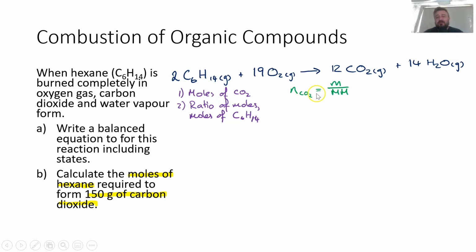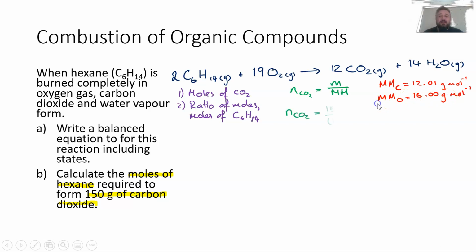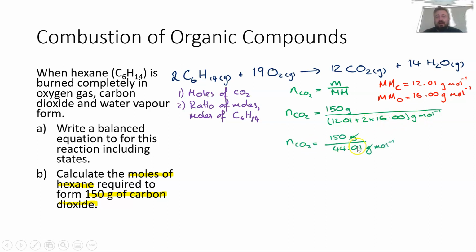So first off, moles of carbon dioxide is mass divided by molar mass. We know the mass, and we can look up the molar mass. So the molar mass of carbon is 12.01 grams per mole. The molar mass of oxygen is 16 grams per mole. So that becomes 150 grams divided by, because it's carbon dioxide, 12 plus 2 times 16 grams per mole, which gives us 150 divided by 44.